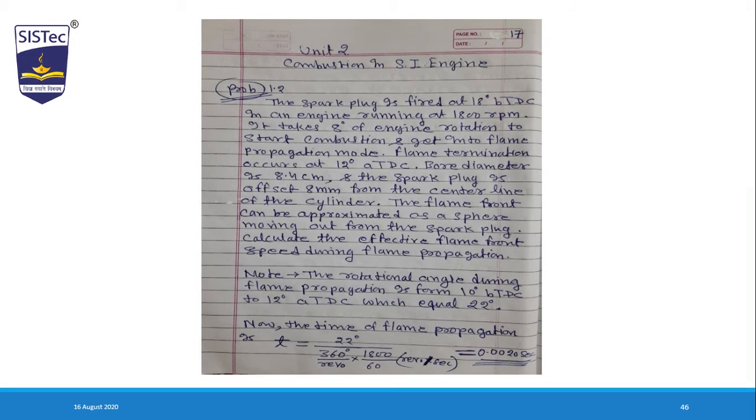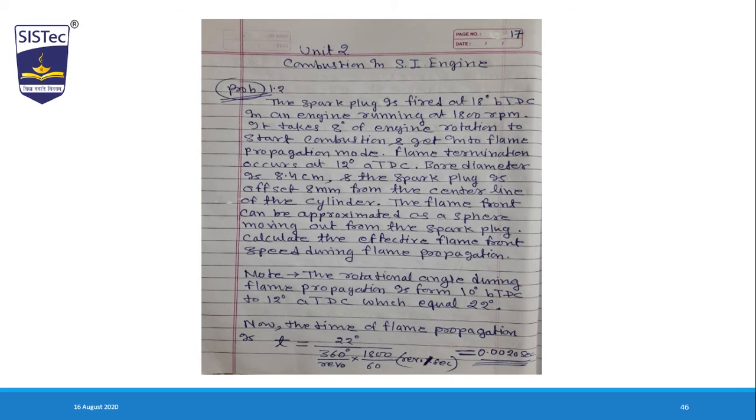Now, to slightly go into more depth on combustion-related problems: the spark plug is fired at 18 degrees before top dead center in an engine running at 1800 rpm. It takes 8 degrees of engine rotation to start combustion and get into flame propagation mode. Flame termination occurs at 12 degrees after the top dead center.